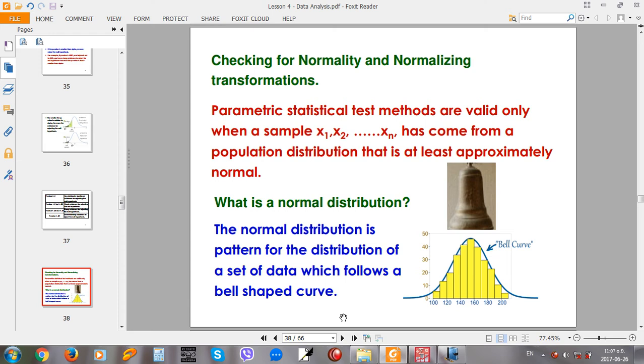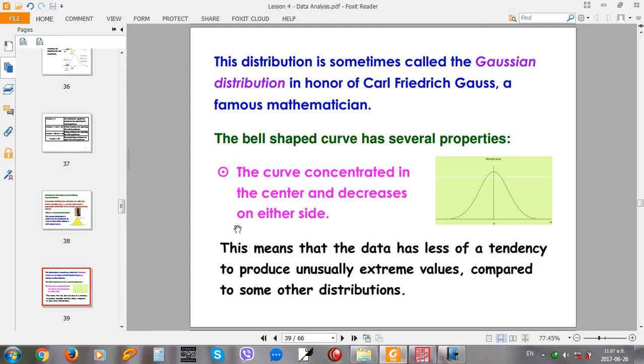You discussed those things, and how to find the z values, in previous courses. This distribution is sometimes called the Gaussian distribution in honor of Carl Friedrich Gauss, a famous mathematician. The bell-shaped curve has several properties. What are the properties of the bell-shaped curve? The curve is concentrated in the center and decreases on either side.